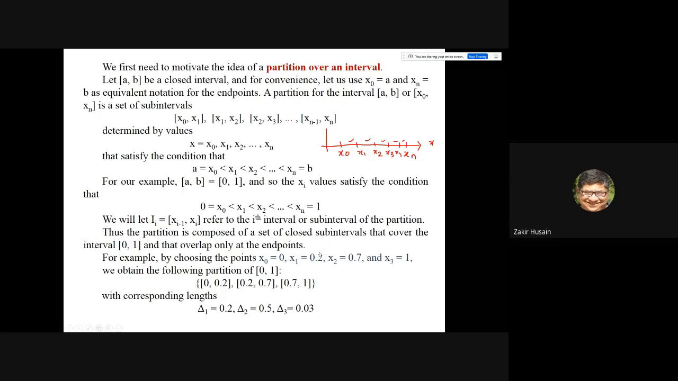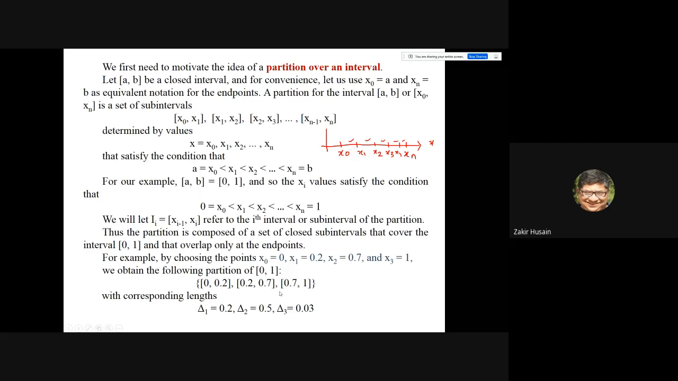Okay, so a numerical example, we have an interval 0, 1, closed interval, and we put in 0.2, 0.7, and 1. Okay, so we start from 0, 0.2. So this is the first subinterval, 0 to 0.2. The second subinterval starts from 0.2. It ends at 0.7. And the last one from 0.7 to 1. Okay, so we have got three subintervals. The interval 0, 1 is divided into three subintervals.